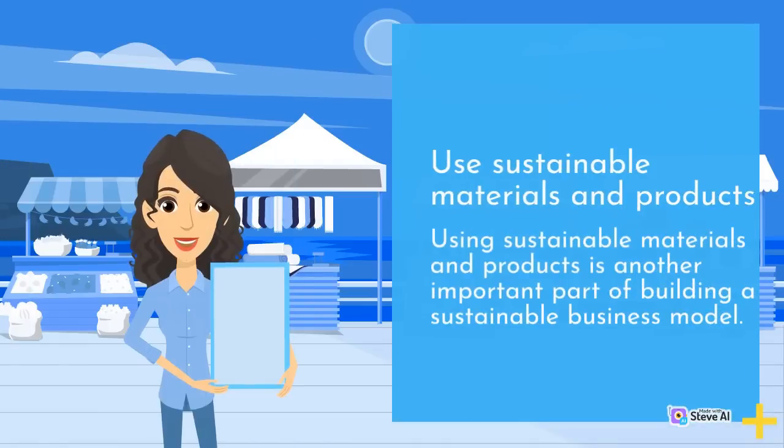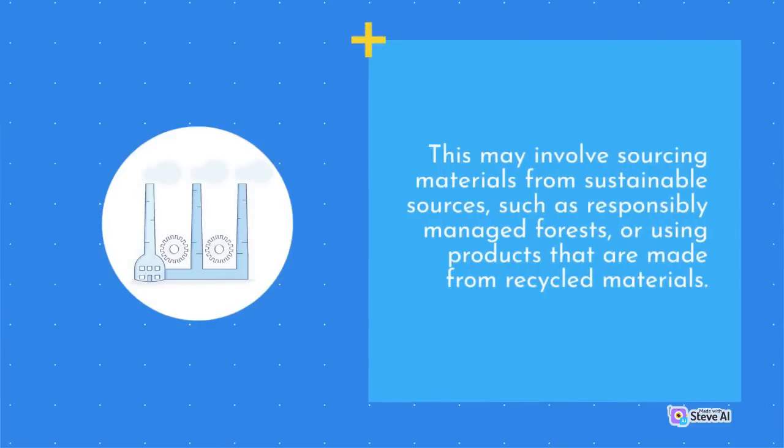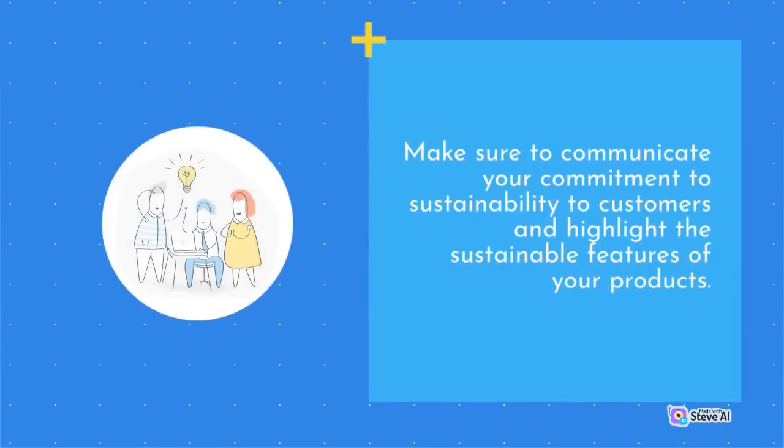Use sustainable materials and products. Using sustainable materials and products is another important part of building a sustainable business model. This may involve sourcing materials from sustainable sources, such as responsibly managed forests, or using products that are made from recycled materials. Make sure to communicate your commitment to sustainability to customers and highlight the sustainable features of your products.